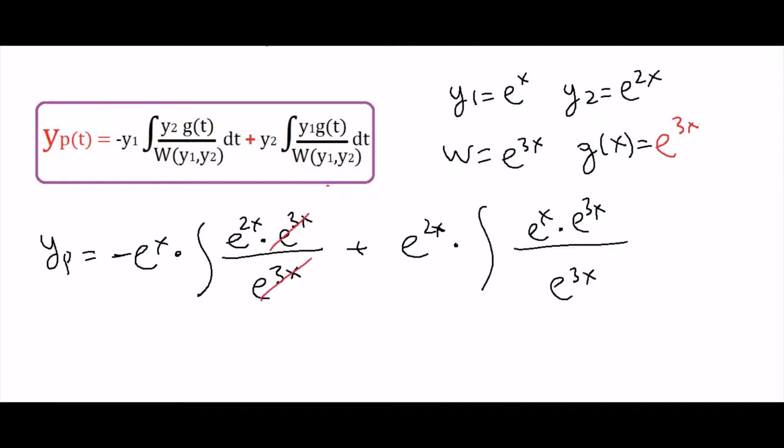These cancel each other, and we're going to take this integral and multiply by negative e to the x. The integral of e to the 2x is 1/2 e to the 2x, and we multiply it by negative e to the x. So from here we obtain negative 1/2 e to the 3x.